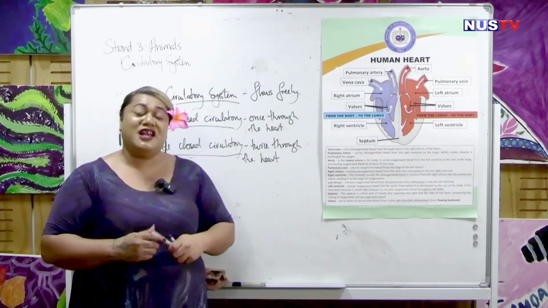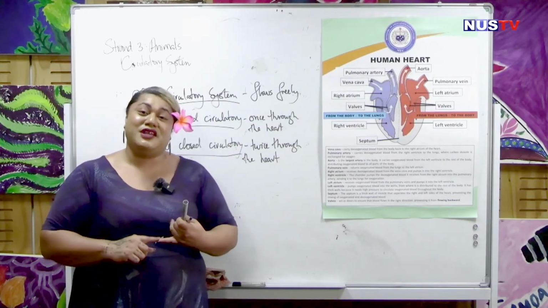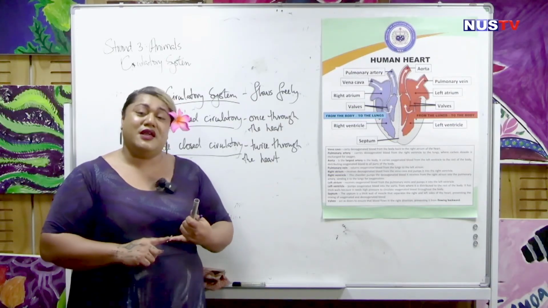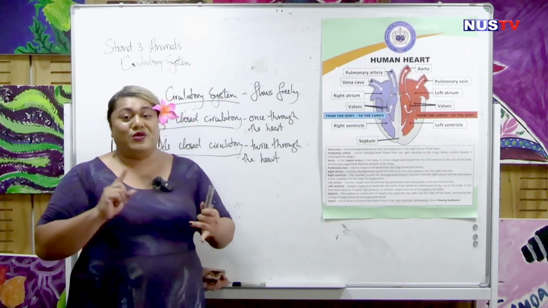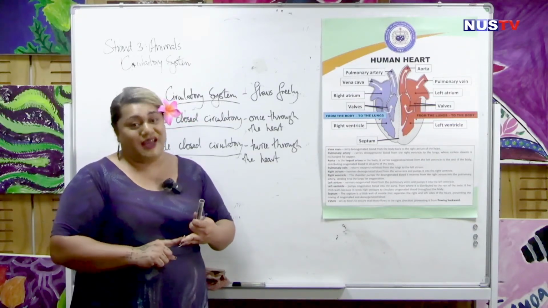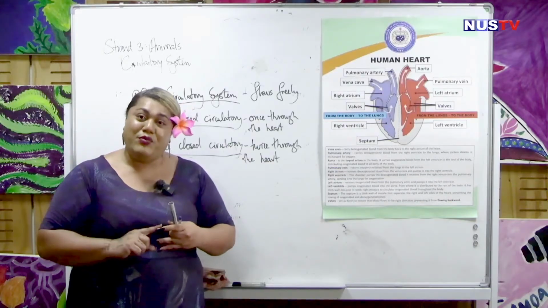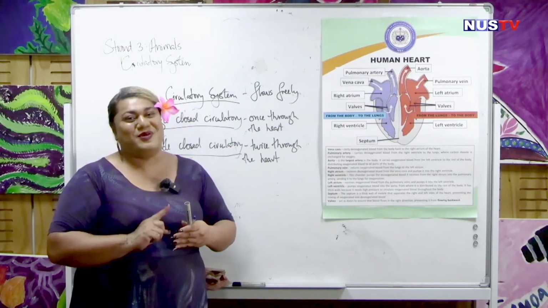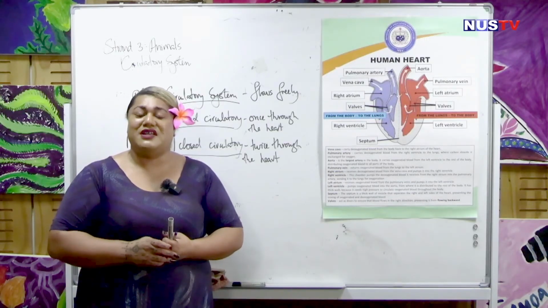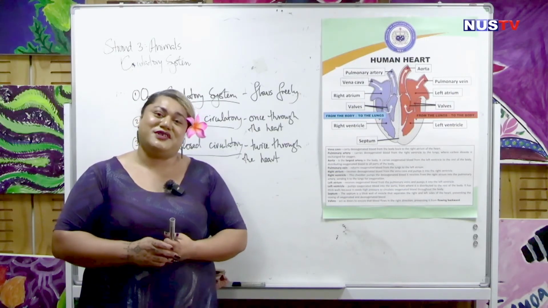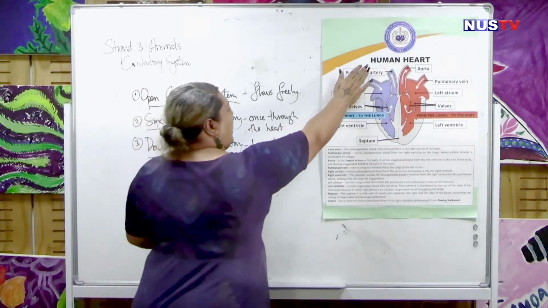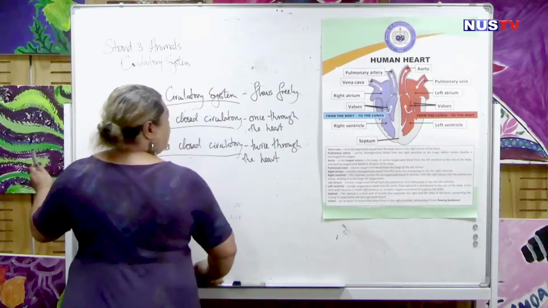So it's open circulatory system: insects and worms. Single closed. And open, double closed, humans. We have a double closed circulatory system. Good. Okay, let's look at our hearts, our human hearts.